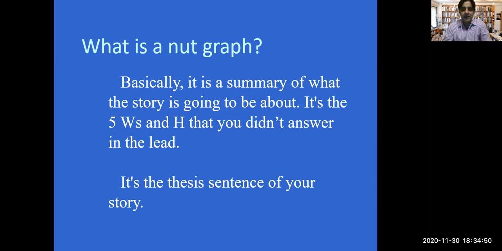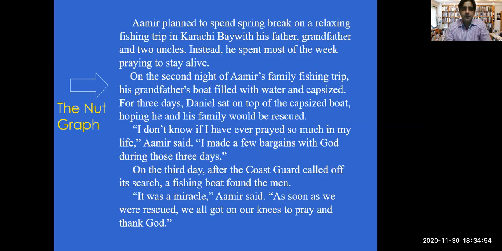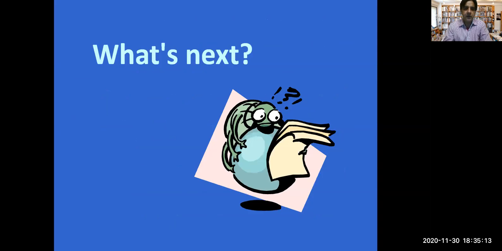Basically, it tells how it happened, when it happened, where it happened, why it happened. So this is the nut graph, the second paragraph. On the second night of Amir's family fishing trip, his grandfather's boat filled with water and capsized. For 3 days, Daniel sat on the top of the capsized boat, hoping he and his family would be rescued. So that is basically the nut graph.